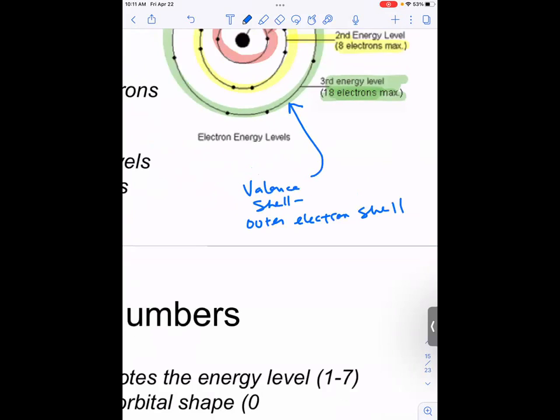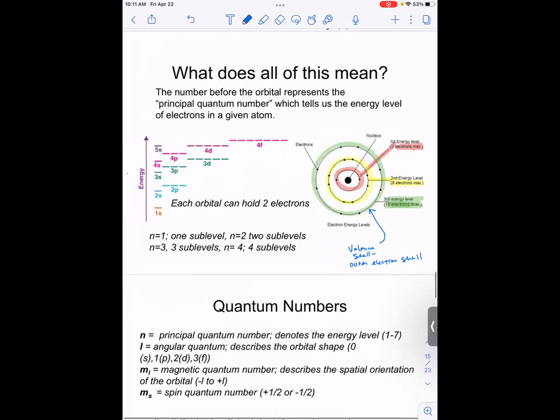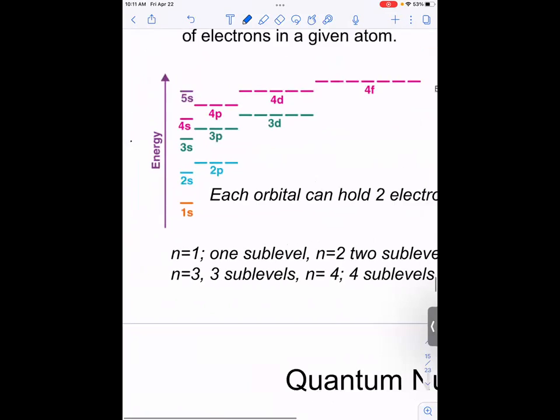Right. So that last shell, those are the electrons that are responsible for reactivity for any atom. Any atom, it doesn't matter what it is, how many electrons it has, the valence electrons are the electrons that control its reactivity, how it interacts with other atoms and so on and so forth, right? So every orbital can hold 2 electrons.